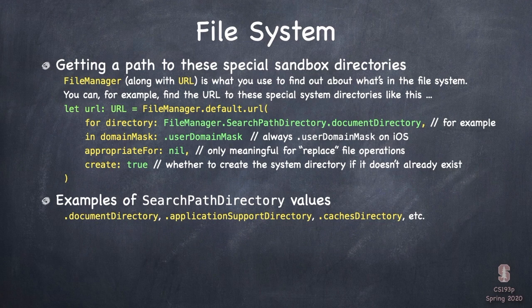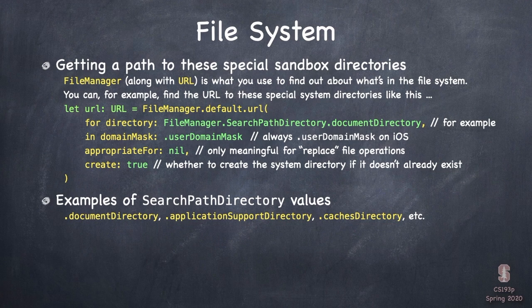The second argument is the domain mask. In iOS, this is always userDomainMask, because on a Mac, we might have the network domain, a shared library where we're looking for it. On the iOS device, it's a personal device, so it's always userDomainMask. Don't worry about it. Then appropriateFor and create. If you're writing to the document directory for the first time, for example, you would want it created, so you probably are going to put create true when you do this. And that's going to return for you the URL to these special directories.